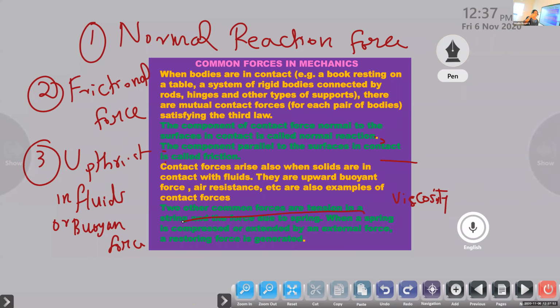When you suspend something on it, gravitational force pulls it downward. So these are the main common forces which will act as concurrent forces whenever an object is moving on the road, lying at rest, or suspended in the air. Everywhere these concurrent forces can act.